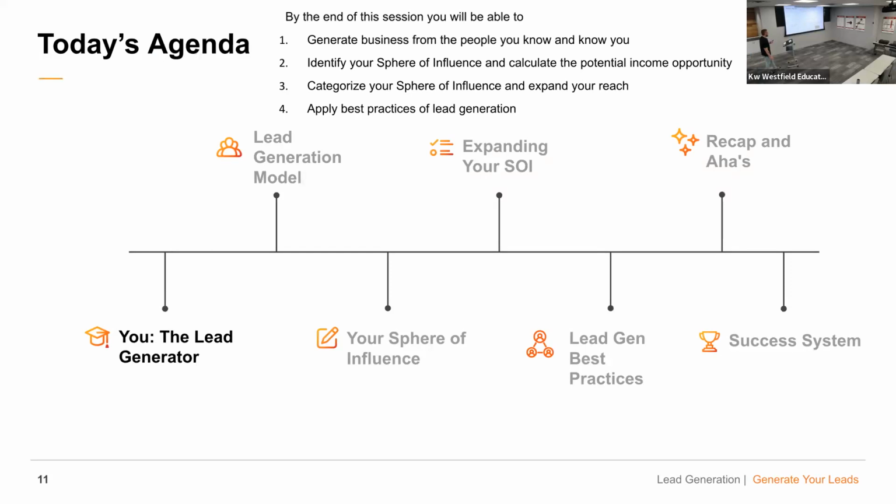Okay, so just to wrap up today's agenda for the rest of the day, I'm going to teach you how to generate business from the people who you know and who know you. We're going to identify who your sphere of influence is and calculate the potential income opportunity from the people you have in your database, so you actually have a metric. If I have 200 people in my database, how much money can I make this year? What does that actually equate to? We're going to categorize your sphere of influence and expand your reach. And then I'm going to help you apply the best practices of lead generation, so you have an action plan when you leave today to go out and crush it.